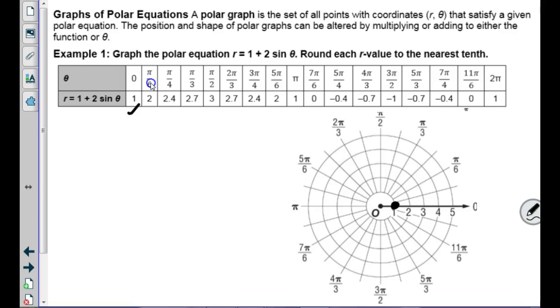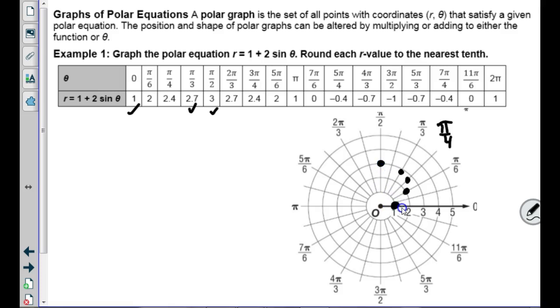Check. Okay, pi over 6. So we go to this line right here at pi over 6, and it says go out 2. So you're at this point. We good? Go to pi over 4, which would be this one in between here, and go out to 2.4, which is almost in the middle of 2 and 3. Then it says go up to pi over 3 and go out 2.7, so you're almost to 3. Then go to 90 and go all the way out to 3.